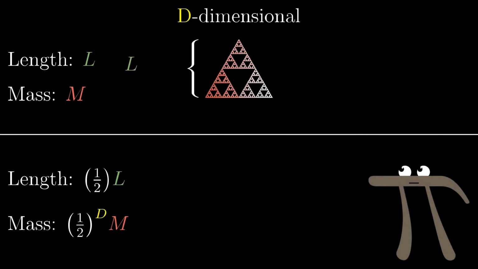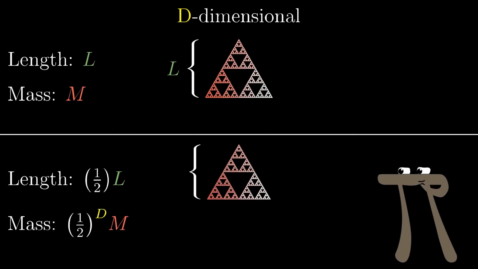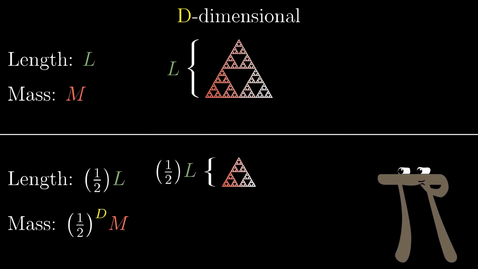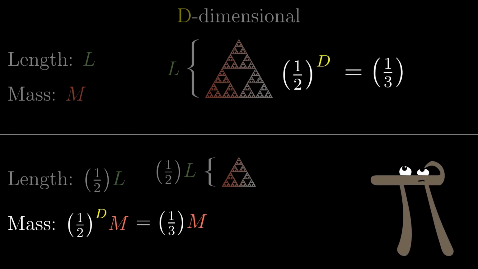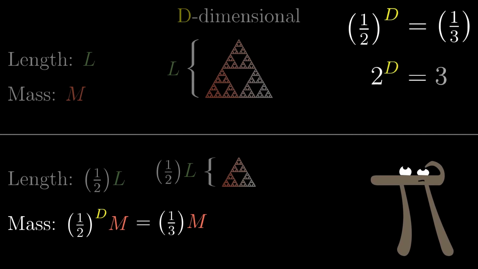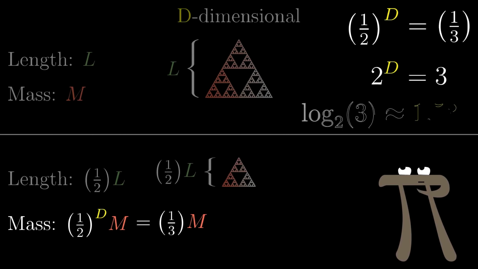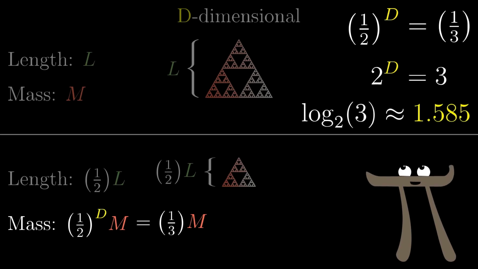Let's look at another simple fractal curve, the Sierpinski triangle. Here, when the Sierpinski triangle is scaled in length by a half, it renders 3 copies of the original whole. Here, the length is scaled by a half, and the mass of each of the 3 parts is 1/3 that of the whole. So, its fractal dimension d is such that 1/2 to the power of d equals 1/3. Using logarithms, we see that d is equal to around 1.585. Thus, we say the fractal dimension of the Sierpinski triangle is 1.585.